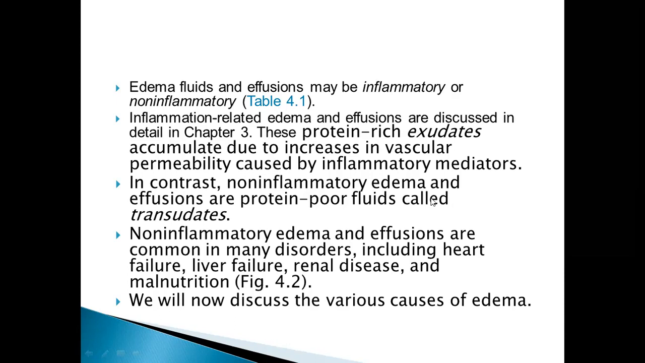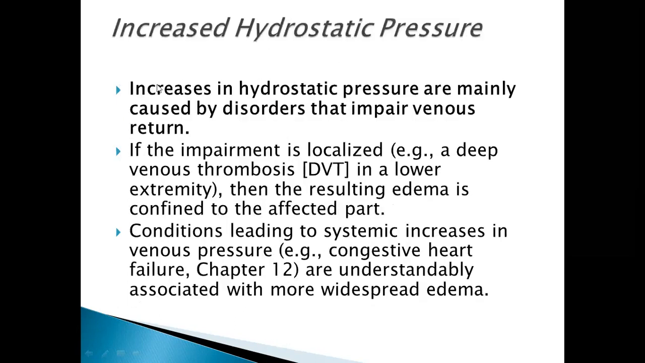First cause: increased hydrostatic pressure. Increases in hydrostatic pressure are mainly caused by disorders that impair venous return. If the impairment is localized, for example a deep venous thrombosis (DVT) in a lower extremity, then the resulting edema is confined to the affected part. Conditions leading to a systemic increase in venous pressure, for example congestive heart failure, are understandably associated with more widespread edema.